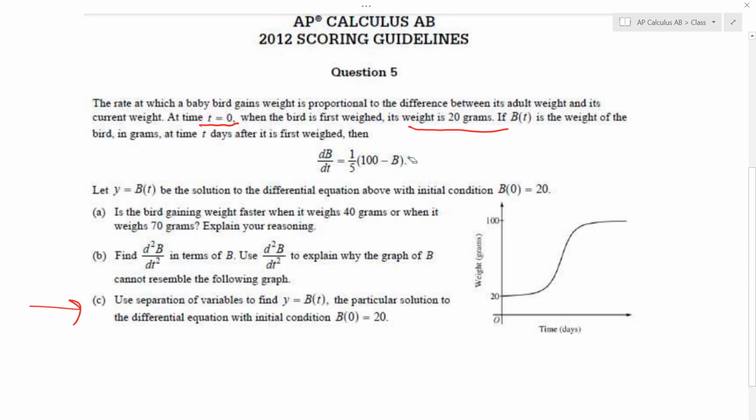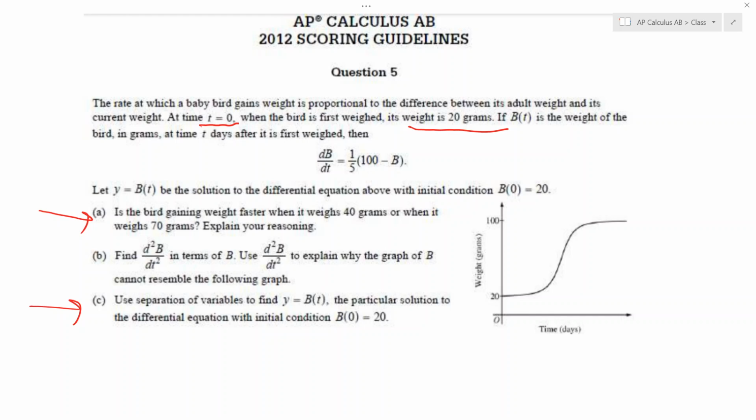So when they ask you, then they write this out again here for some reason, but that's the same thing they set up in the sentence. When they ask you, is the bird gaining weight faster when it weighs 40 grams or 70 grams, what are they asking you to compare? The rates. They want to know the dB/dt's when the weights are 40 or 70. So, luckily I know what dB/dt is, and I know it depends on B, so I can plug them in.